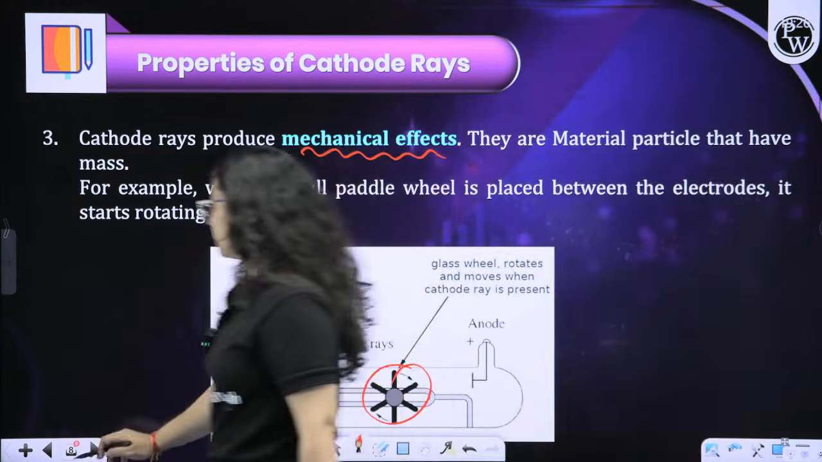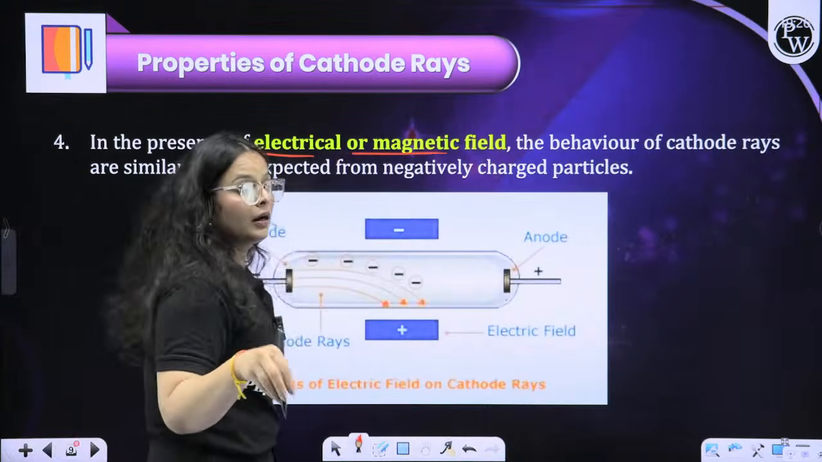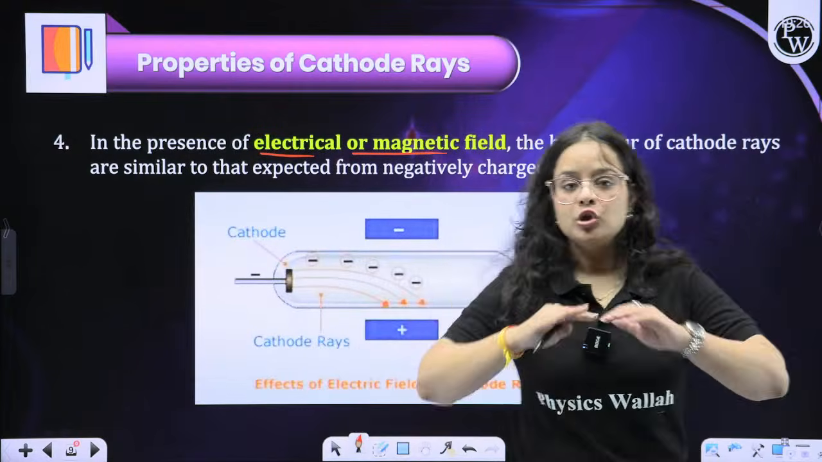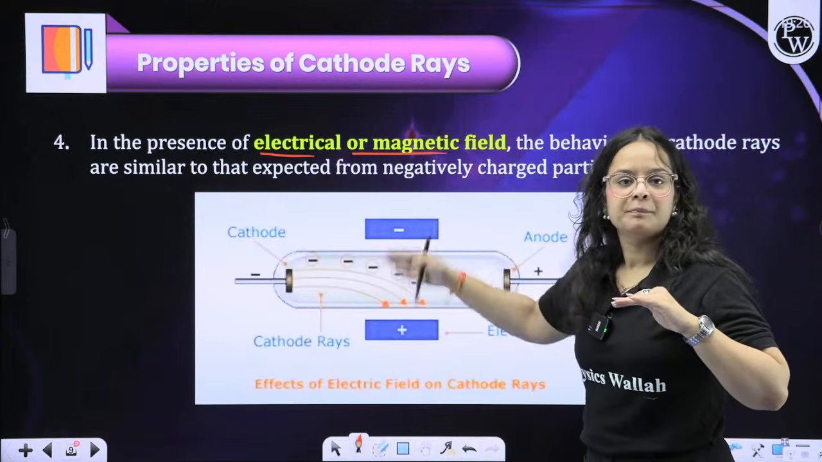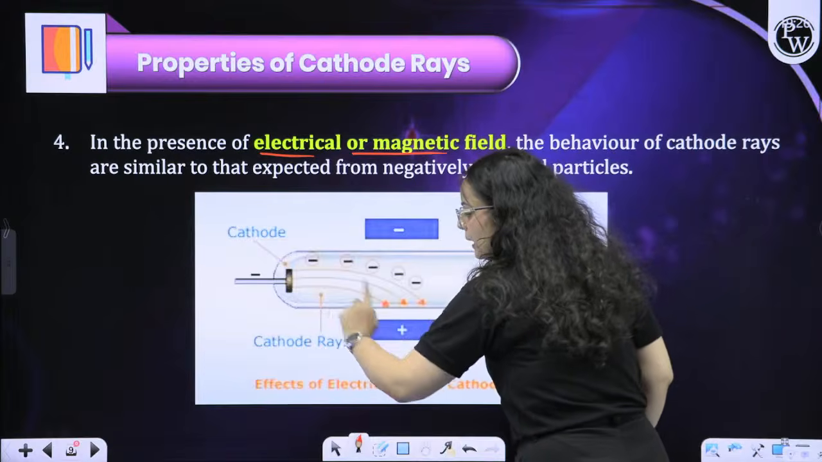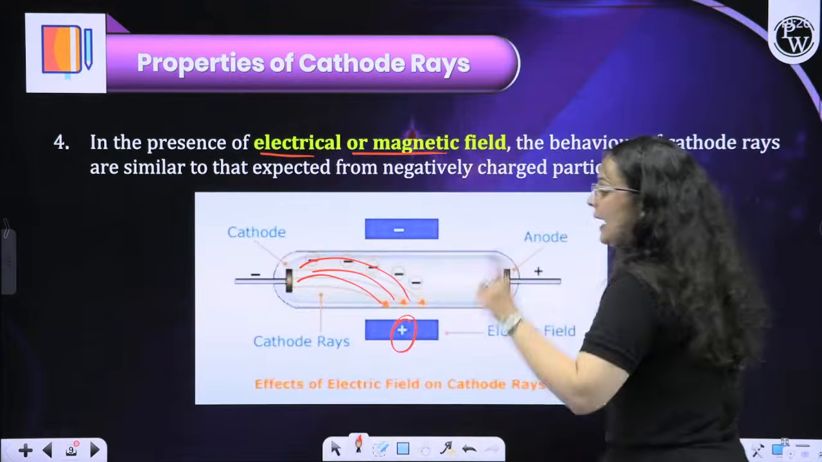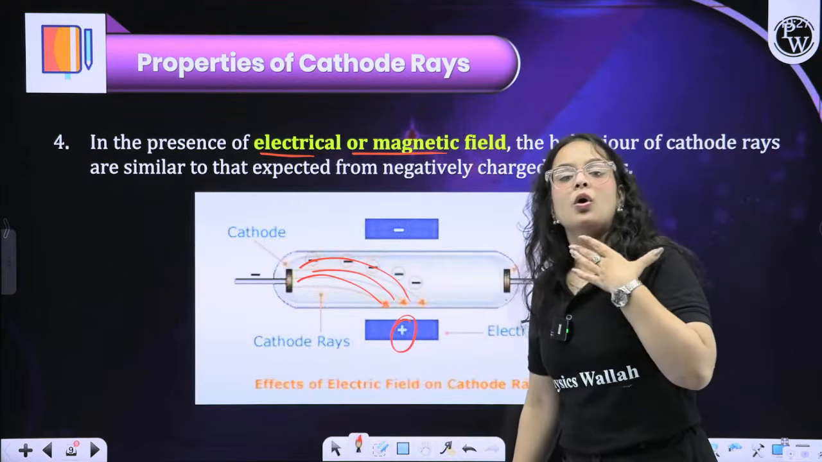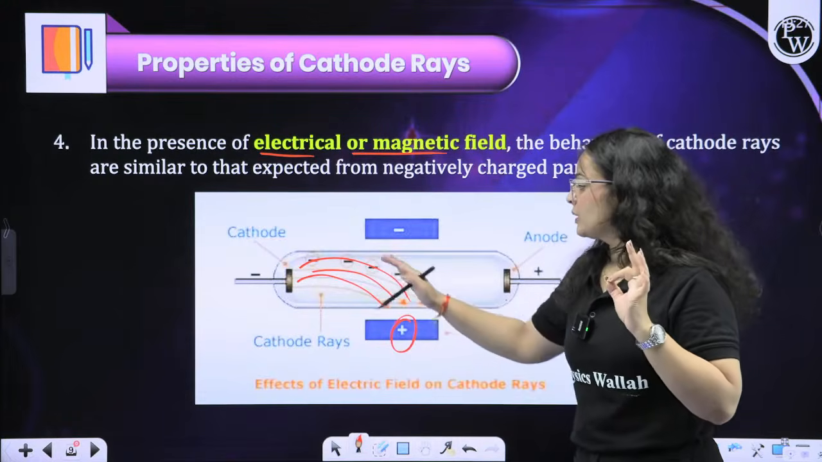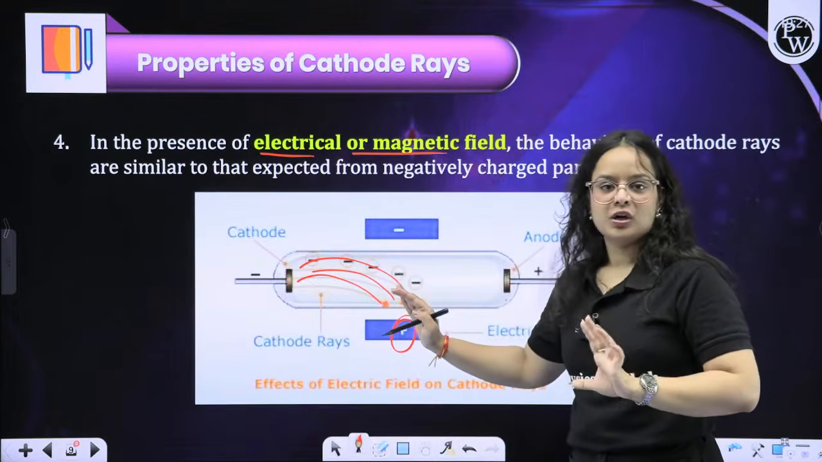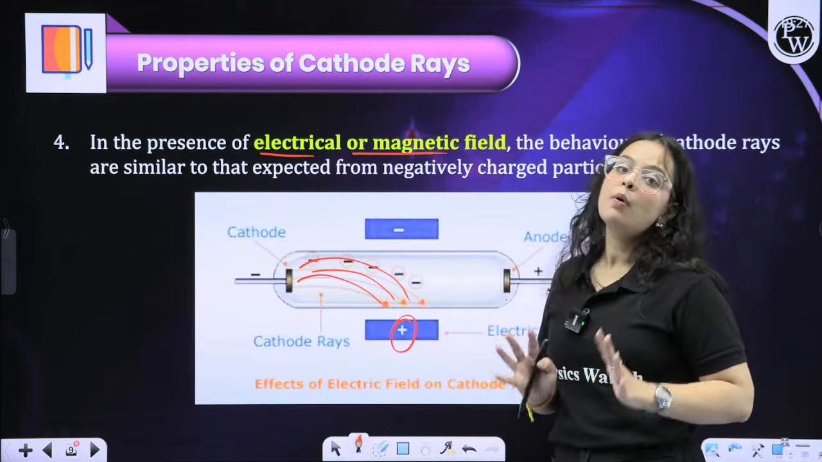So this is about the next point. Moving on to another point, that is how an electric or magnetic field changes the cathode ray. Usually a cathode ray travels straight, but when we put an electric field in its path, it will deflect toward the positive terminal. That means they themselves carry negative charge. Only then will they bend toward the positive side. So cathode rays carry negative charge, because they behave like negatively charged particles, getting attracted toward the positive terminal.